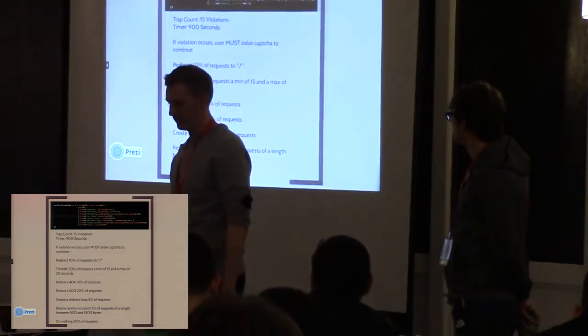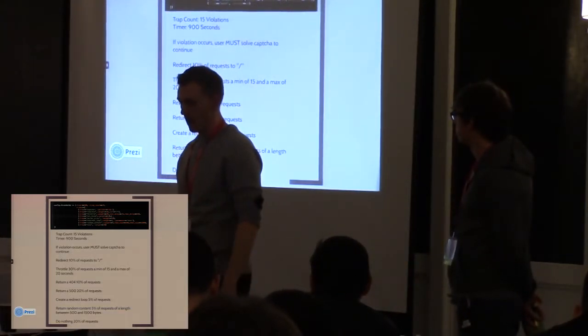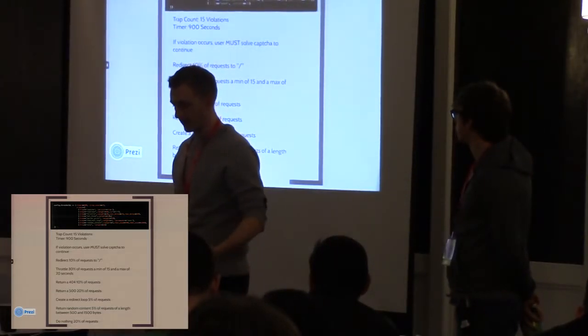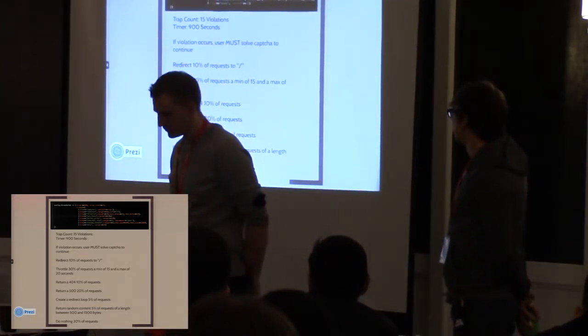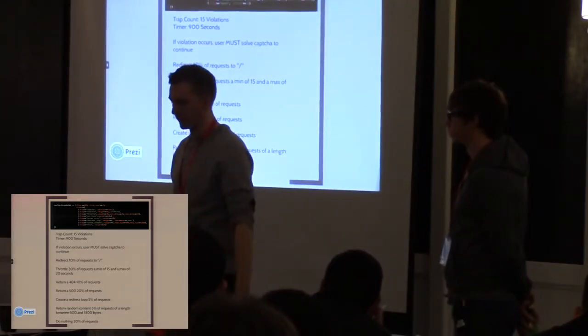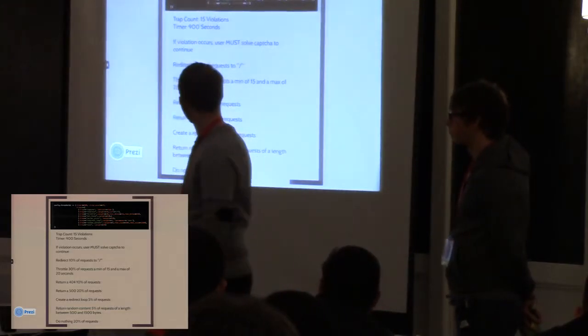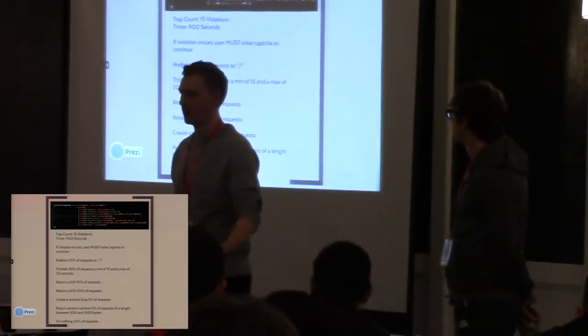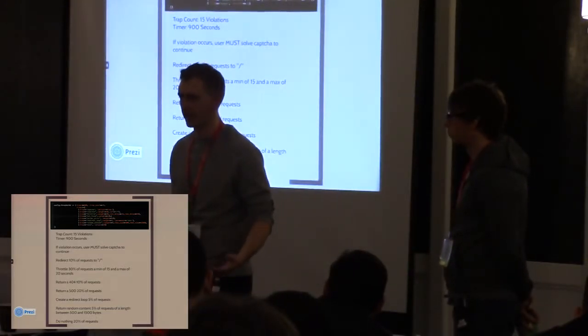So in this configuration, which you may not be able to see, this one has a trap count of 15 violations. A timer of 900 seconds, meaning the user will stay in this trap group for 900 seconds after the last violation. And then we have a couple different traps set up. So first, if we see a violation in a user's request, we're going to send them to a CAPTCHA page that makes them solve a CAPTCHA before they can continue doing anything else on the site.